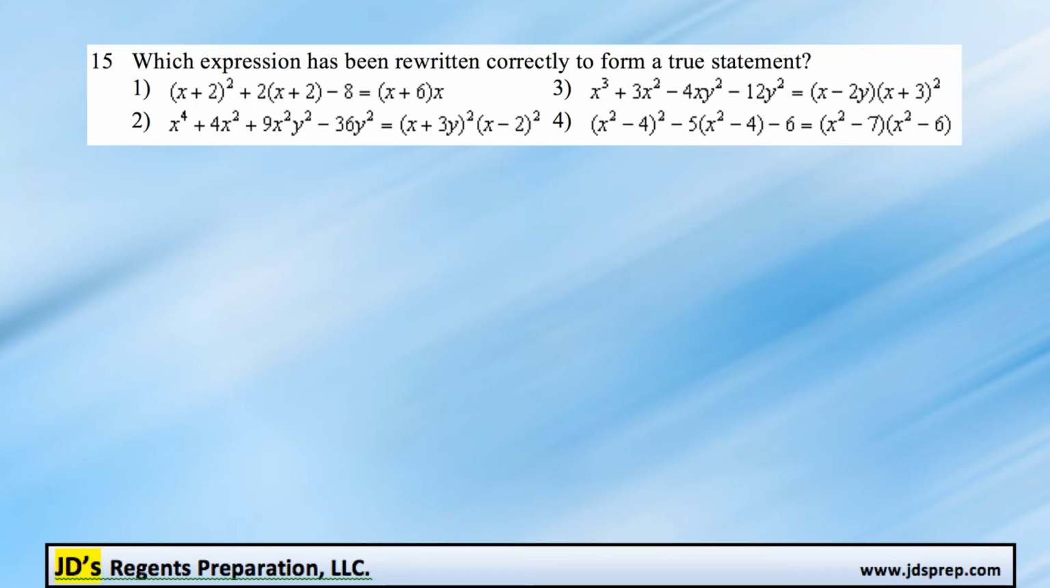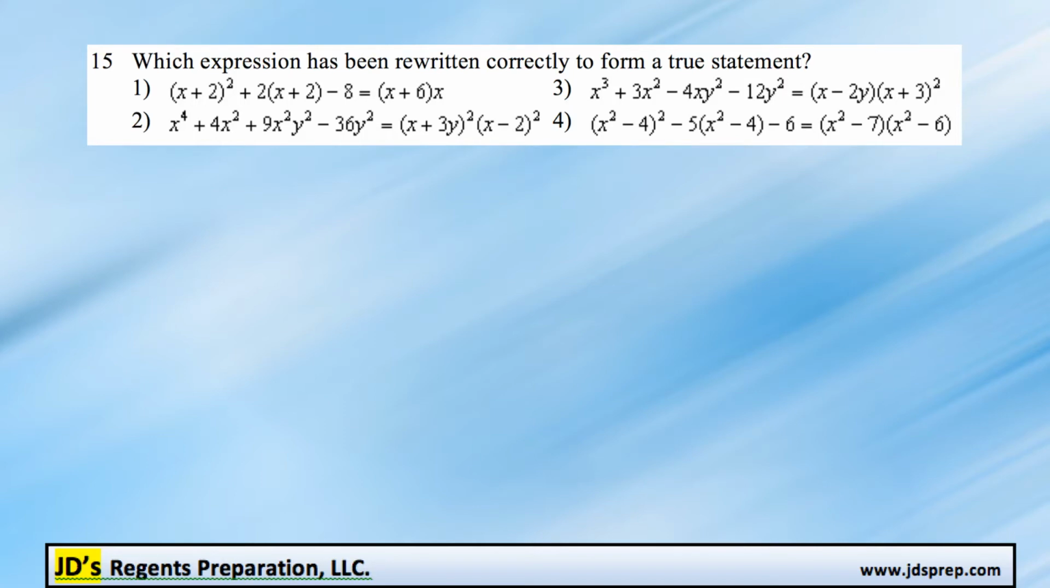This is problem number 15 from the August 2017 Algebra 2 exam. In this problem, we're trying to find out which one of these four expressions is basically correct, a true statement. Now, there's no fast way to do this other than to go through each one by one until we see which one is in fact true. So let's go ahead and start with option number 1.